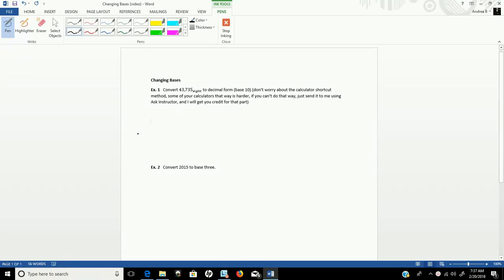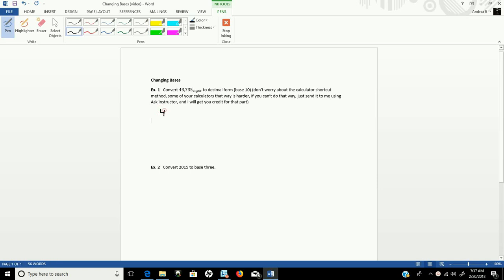Alright, so I know some of you are having questions on changing bases. So here, for instance, for the first case, you're converting 43,735 base 8 to decimal form, which is also base 10, the form that we normally write our numbers in. This way is normally a little bit easier to understand.